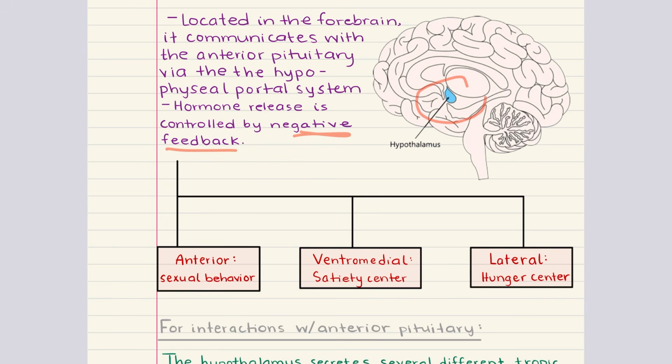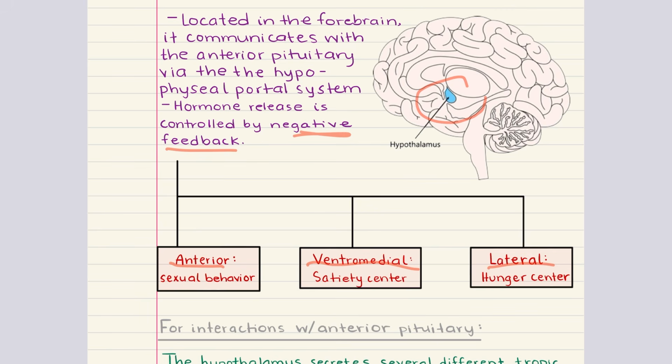In addition, it's going to be helpful to know the different regions of the hypothalamus and what they control. One region is called the anterior hypothalamus. This is involved in sexual behavior. The ventromedial region serves as the center that signals when you're full and you should stop eating. And then the lateral region acts as the hunger center. It's going to trigger you to eat when you're hungry.